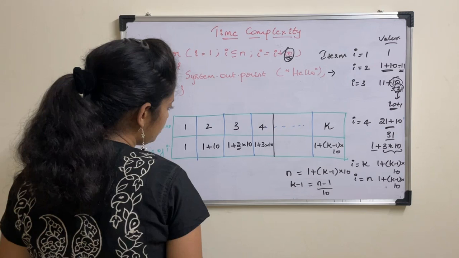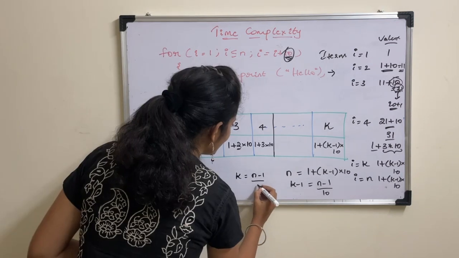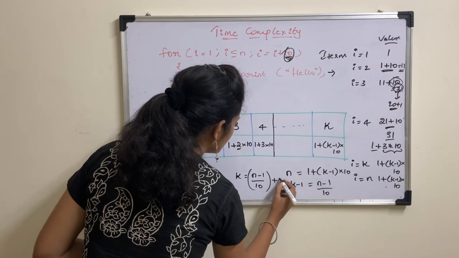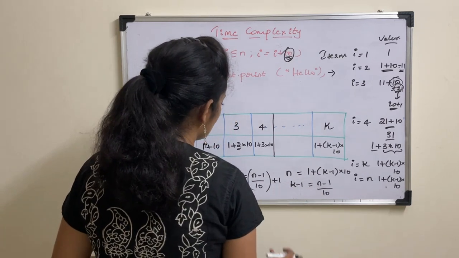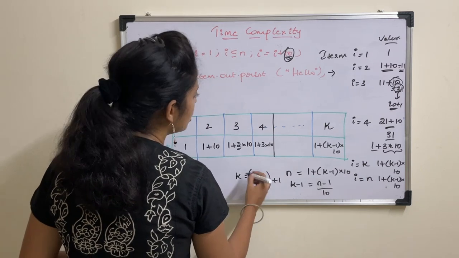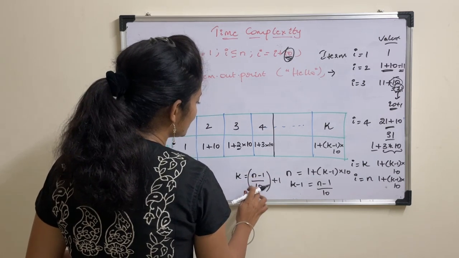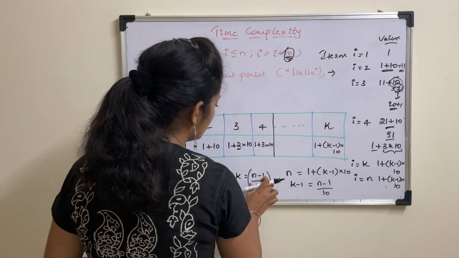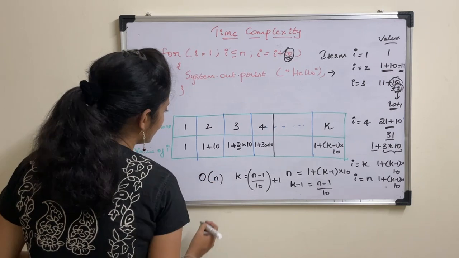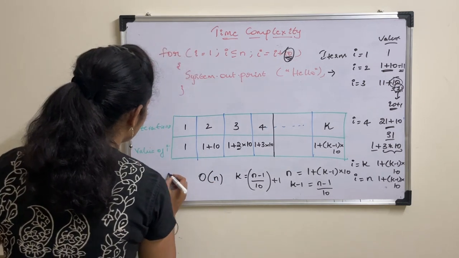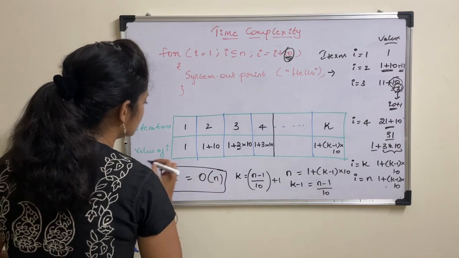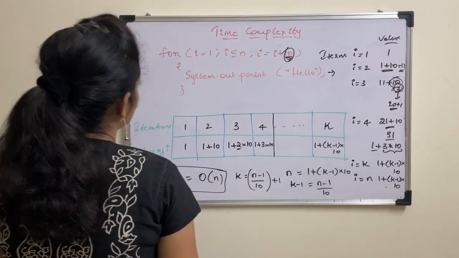k equal to n minus 1 by 10, and shift this one towards RHS. So you will get this result. So now you got complexity as n by 10. So this can be written as big O of n. So final time complexity is equal to big O of n for this program.